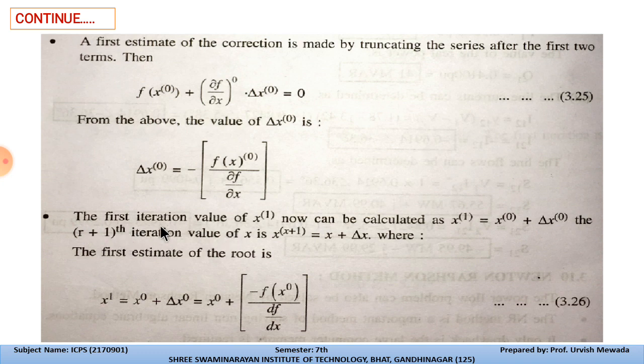Here r is the number of iterations, so the iteration can be determined from this r plus 1th iteration value. This x raised to 1 is the first iteration. Now x plus 1 is equal to x plus delta x, where we are first estimating the root: x raised to 1 is equal to x raised to 0 plus delta x raised to 0, which is taken from this. So x raised to 0 plus this is the value for f of x raised to 0 over df by dx. We can take this as the first estimate of the root. This is the equation we are going to use to determine the value of the first iteration.